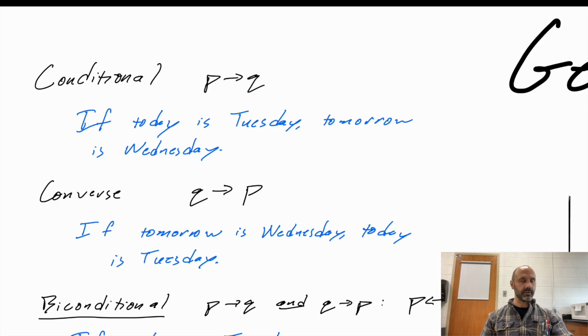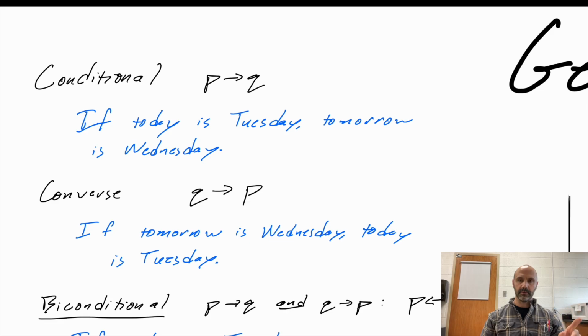Remember, for example, if an animal is a dog, then it's a mammal. That's true. But if an animal is a mammal, then it's a dog. That's not necessarily true. So converses are not necessarily the same truth value as the original conditional statement. But today we're going to put them together.